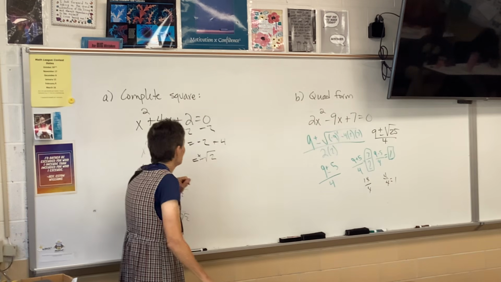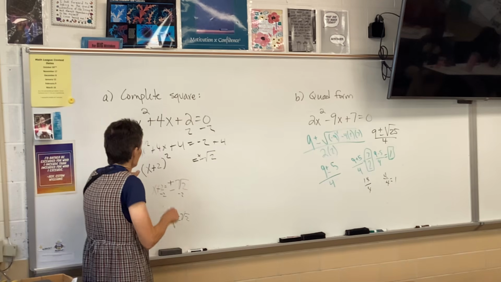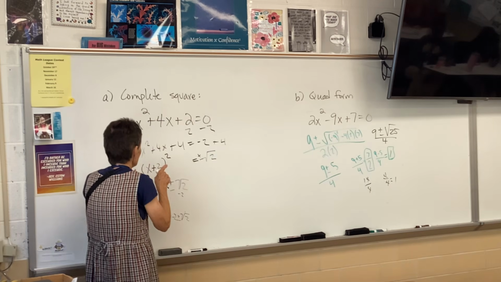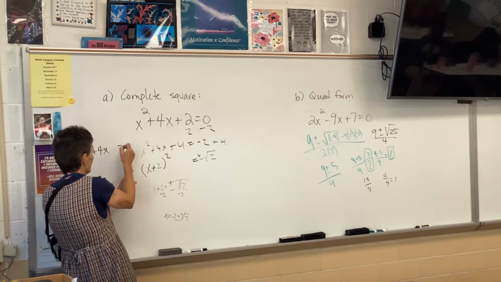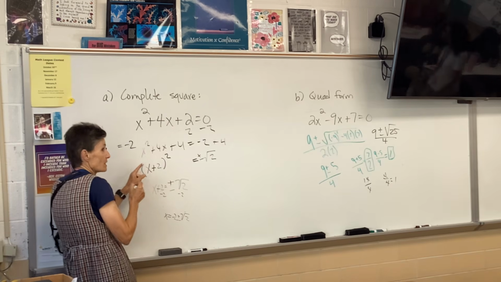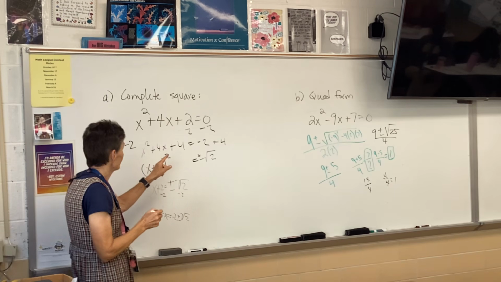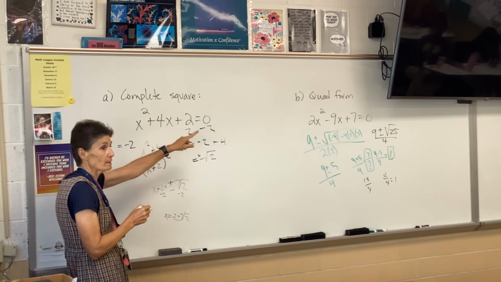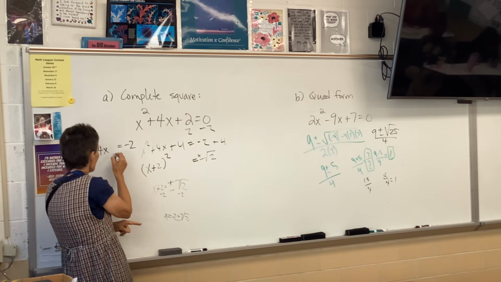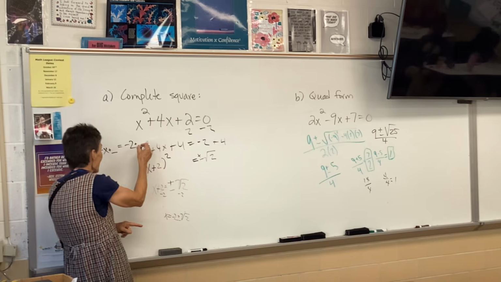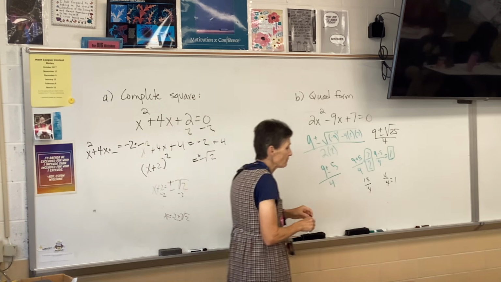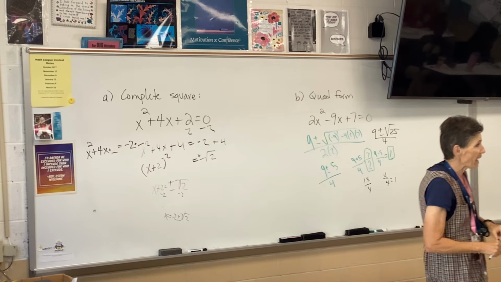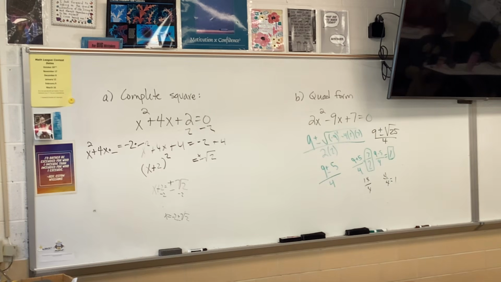Okay, completing the square. First thing they did was move that 2 to the other side. Right? Yes. And then they figured out what they were gonna add in here. How do we figure out what we are gonna add in?